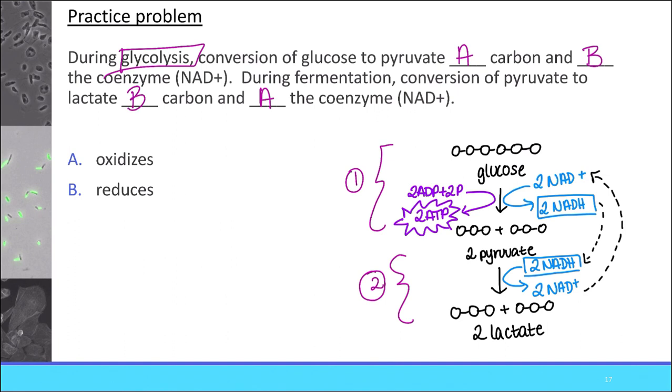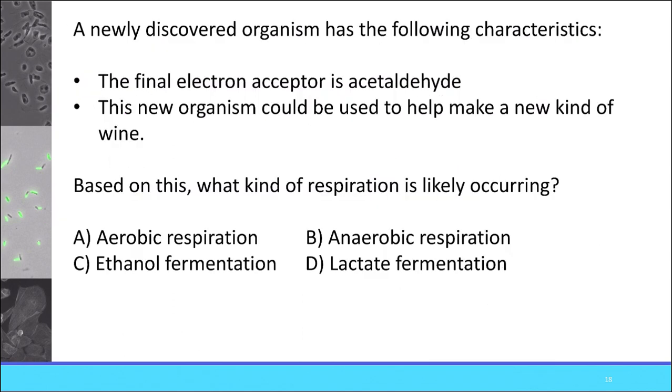So hopefully your answer lines up with mine. All right, we've got one more practice problem. Here we have a newly discovered organism, and here are its characteristics. It has a final electron acceptor that is acetaldehyde, and this organism could be used to help make wine. So based on this, what kind of respiration is likely occurring?